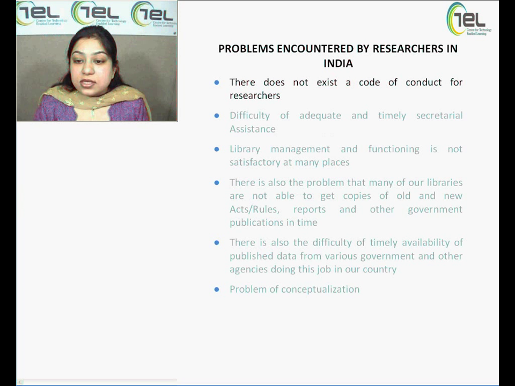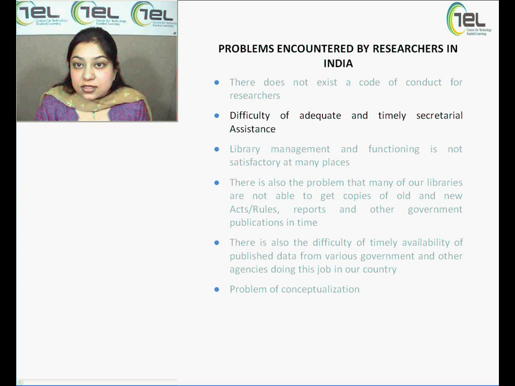There does not exist a good code of conduct for researchers in India either. They don't have a proper dress code, and they don't have good timings for conducting the research. There is also a difficulty of adequate and timely secretarial assistance for conducting research, for when you have to feed in the data and decide which test is to be applied. These kinds of things are lacking.